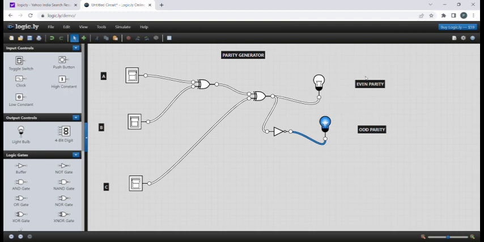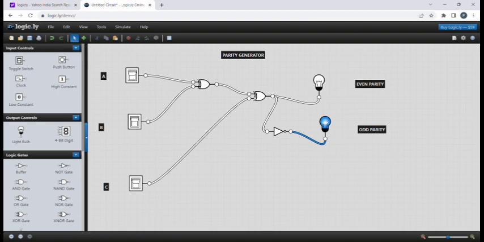Here for parity generator we need 3 inputs and it gives 2 outputs, that is odd parity and even parity. First we name the 3 inputs as A, B and C. We have to take one XOR gate and connect A and B to the XOR gate. Next we take another XOR gate and connect the A, B XOR output and C, and then we connect that output to a light, that is even parity.